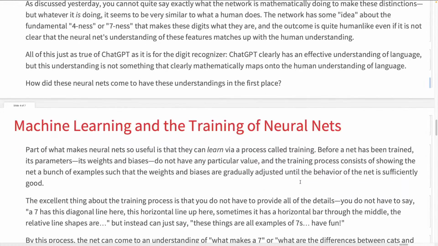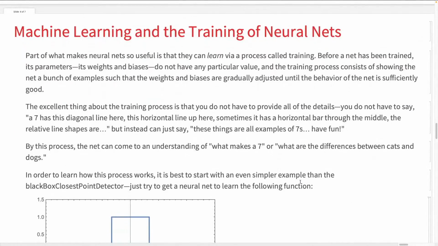Here's where we get into machine learning. Part of the reason that neural networks are so useful, and maybe Julio can tell us a relative percent of why, is that they can learn via a process called training. So it's not just a set it and forget it algorithm. These neural nets can be trained to improve at whatever task you've set them to.